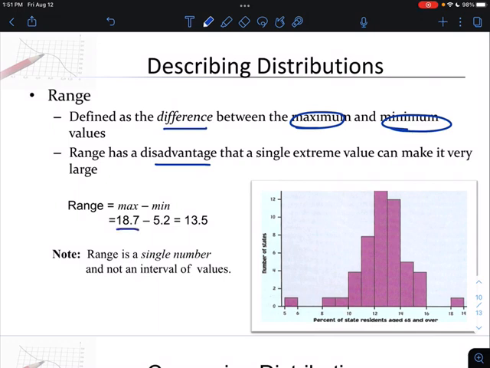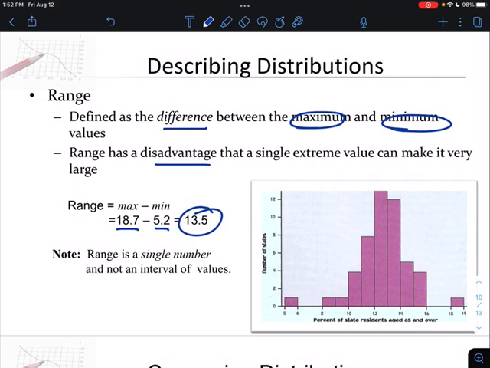So the maximum was 18.7%, the minimum was 5.2%. So my range is 13.5%. So it says our data ranges about 13.5% from minimum to maximum. And so whenever you're giving the range, it will always be in the same units as the data, and it's always one single number from the difference of the minimum and maximum.